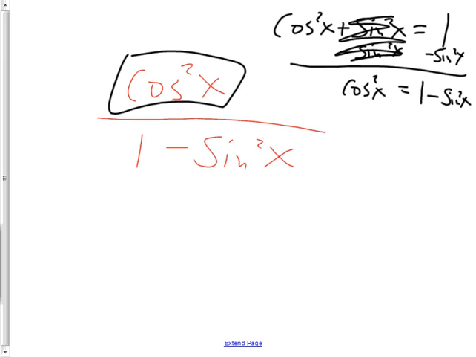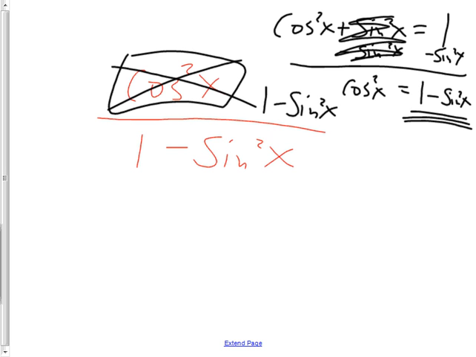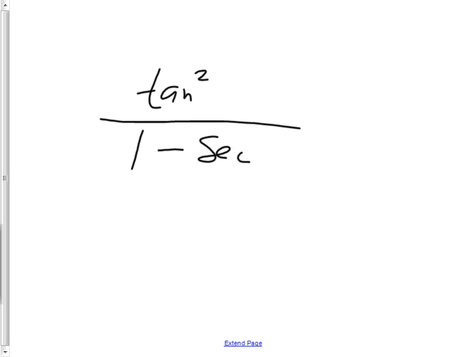Do you get how I just solved that little thing? And now I know that cosine squared can be replaced with 1 minus sine squared. So this top right here can become 1 minus sine squared. And why is that good? Because this can cancel this. Then the answer is equal to 1. Let me give you another one like that. Try it.